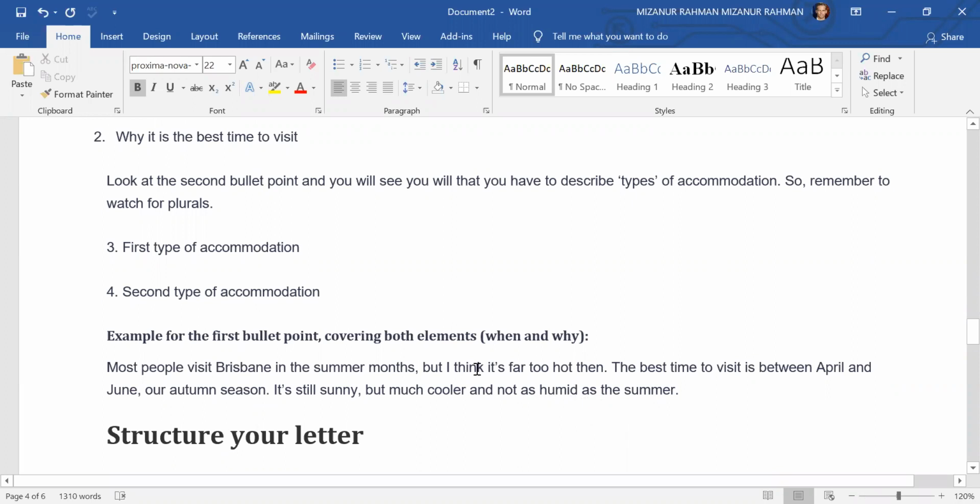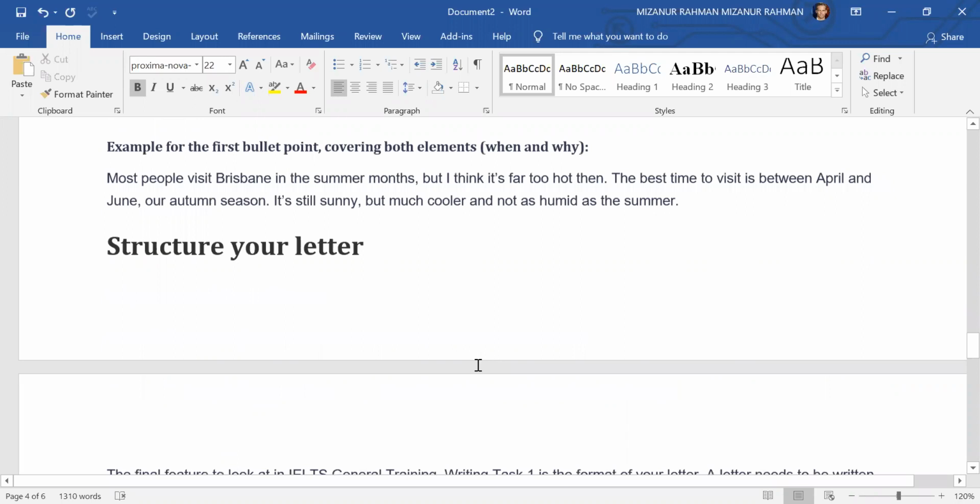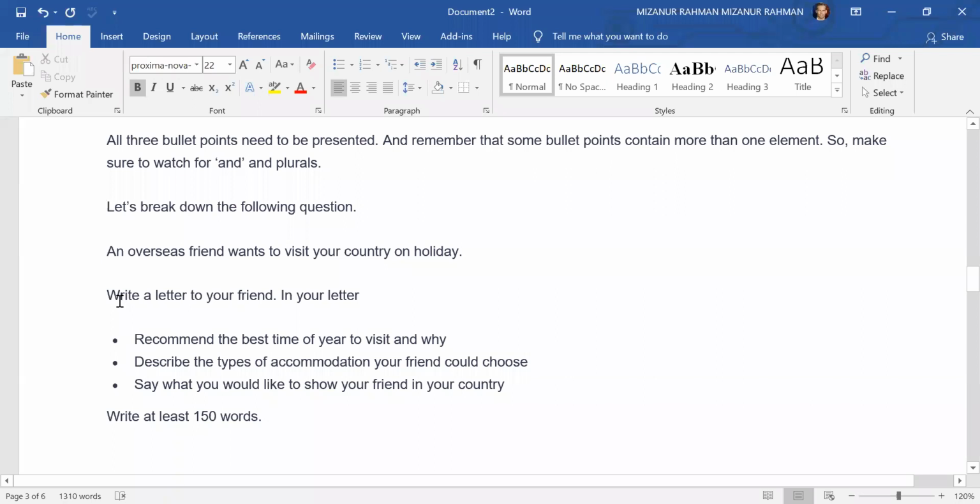Now, let's put this place in Cox's Bazar. One of your friends wants to visit your country, let's say Cox's Bazar. Which time would you recommend? Recommend the best time of the year to visit and why. Tell me. Well, in fact, you can write it down.